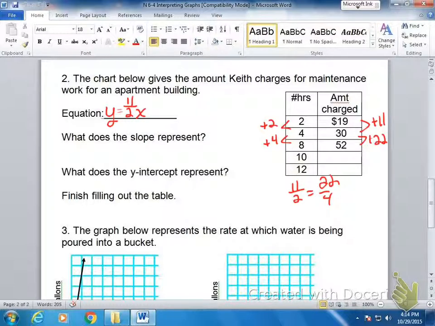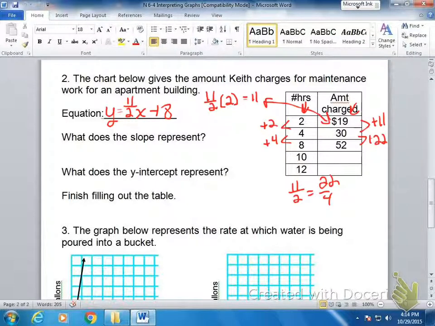But we need to try something out and see if it works. I'm going to plug in 2 for x, and hopefully I'll get out 19. If I don't, then I'm going to have to adjust something. So I'm going to have 11 over 2 times 2. Well, that equals 11. It's not 19. What would I have to add to 11 to get 19? I'd have to add 8. So you can kind of go on from there.